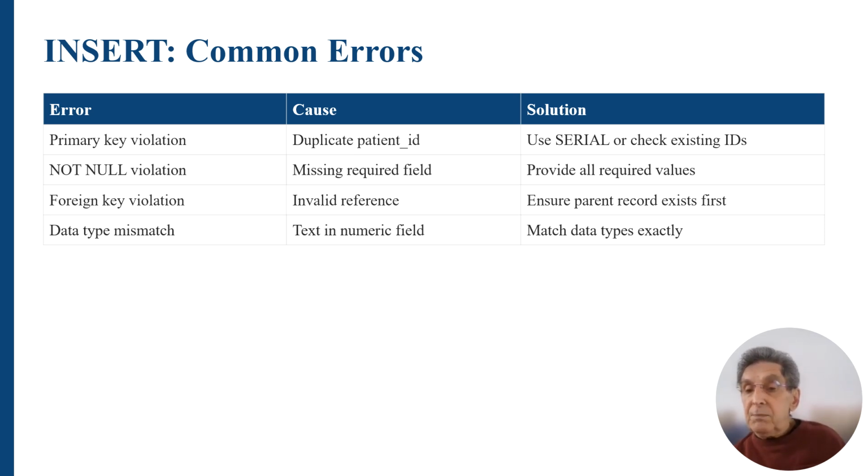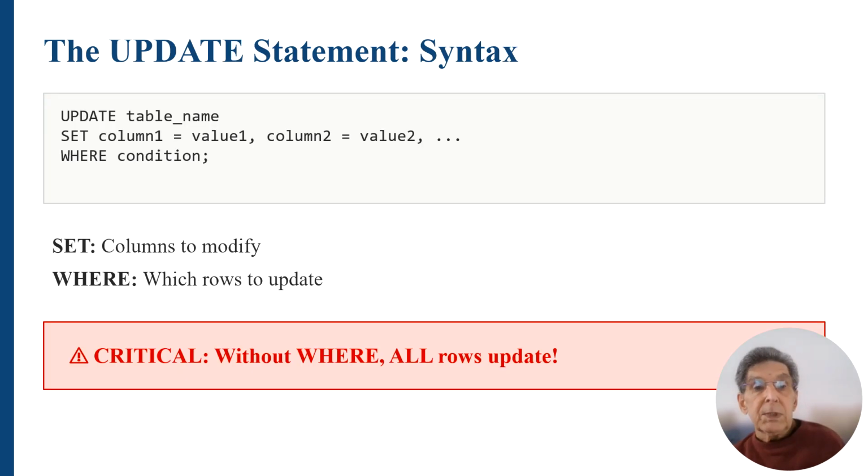And finally, data type mismatches happen when you provide the wrong data type. Putting text in a numeric field or an invalid date format will cause errors. So the solution is to validate your data before attempting the insert and ensure your data types match the schema.